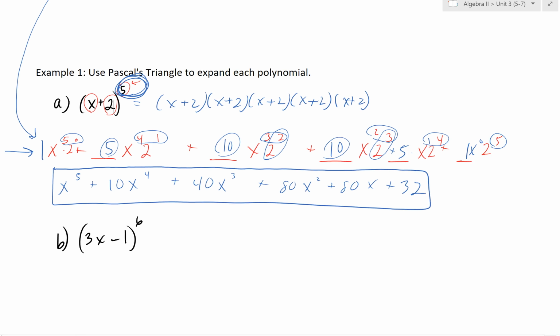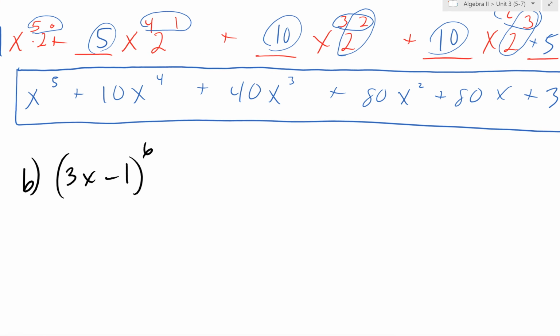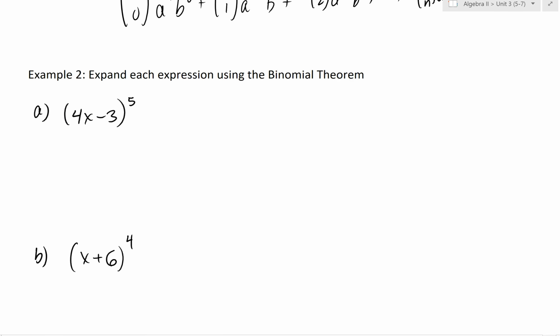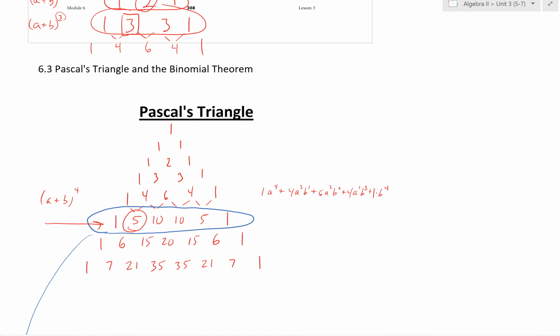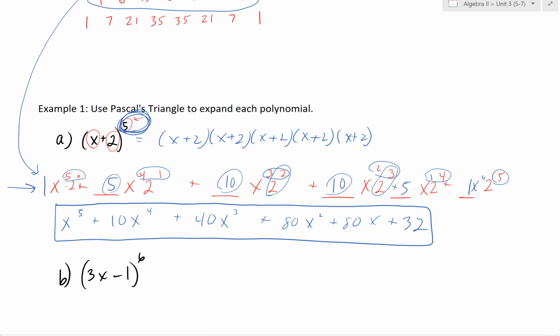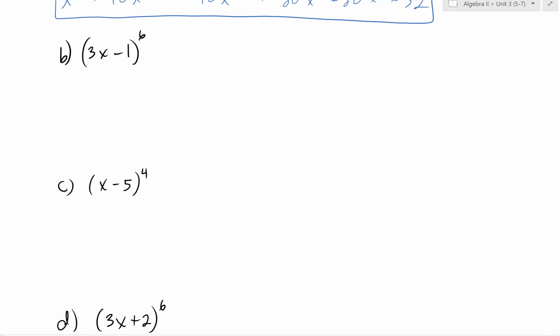Okay? I'm going to do B with you also, or at least I'm going to start it with you, because I want to make sure you understand how to do this when there are other expressions involved. Okay? And this time I'm going to write down Pascal's triangle, the numbers from Pascal's triangle first. And so Pascal's triangle, the row that has a 6 in it is 1, 6, 15, 20, 15, 6, 1. So I'm going to try to spread those across my paper.